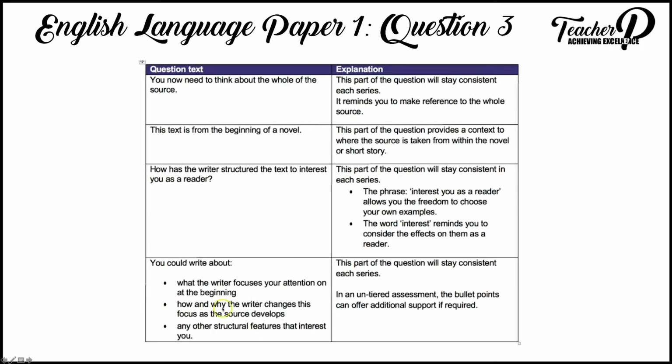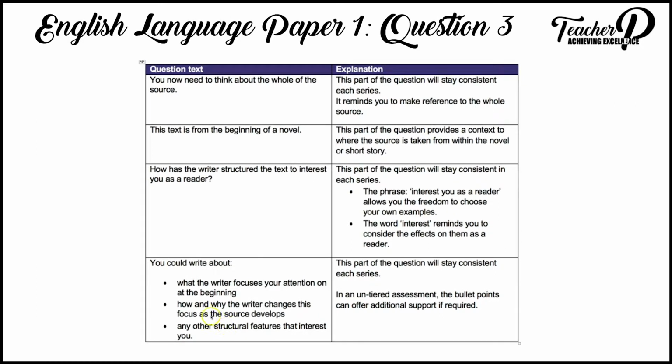Lastly, the exam board will have these 3 bullet points, which once again will stay consistent each year. So, they will say what the writer focuses your attention on at the beginning, how and why the writer changes this focus as the source develops, and any other structural features that interest you. Remember, these 3 bullet points are just a guide, and therefore you do not need to address all 3.